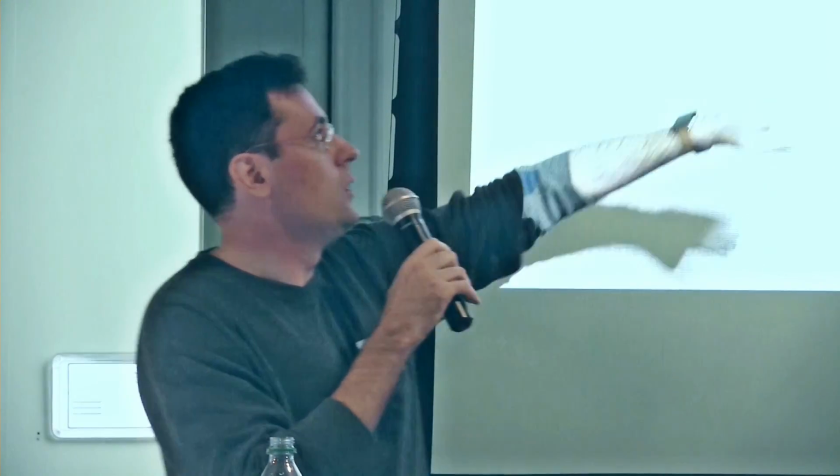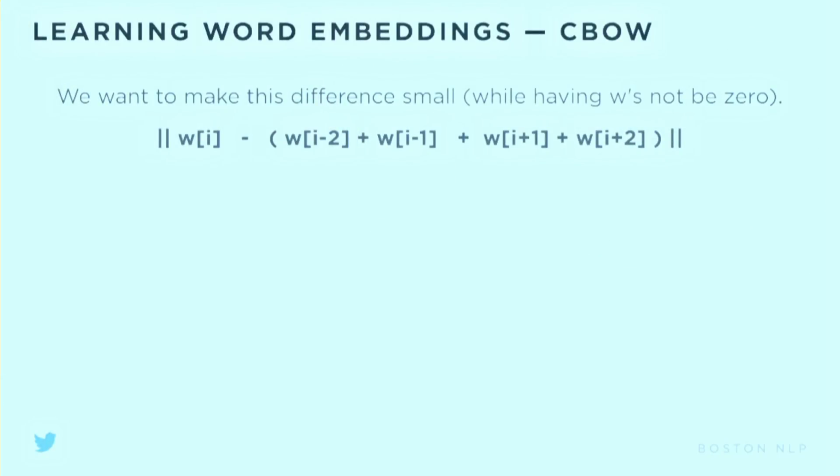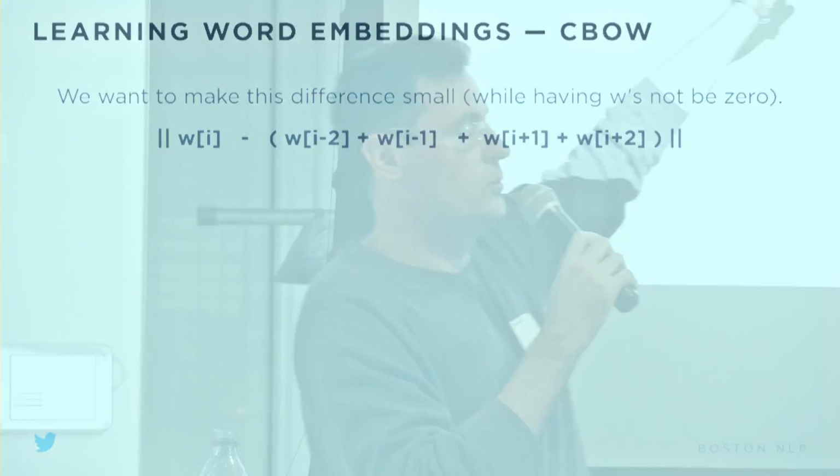How do we actually train this? The goal is, let me just show this picture again. We have words 2 to the left, 1 to the left, 1 to the right, 2 to the right. And we want to use those to predict the word in the middle. This isn't exactly what CBOW looks like. The flavor of what you want to do is make this quantity small. Say you have some words, indexed by i, and there's some vector representation for them. I want the difference between the middle word and the sum of the words around it to be small. And so how do I go about doing that?